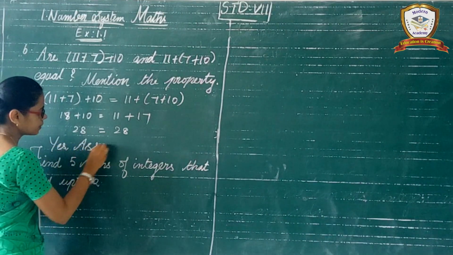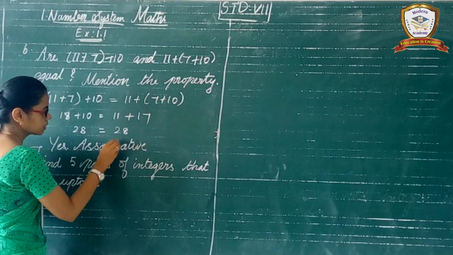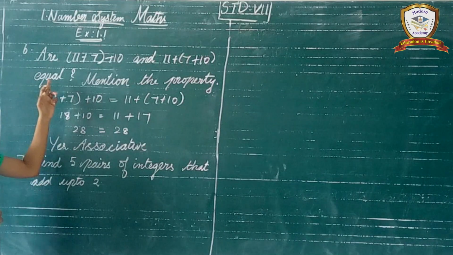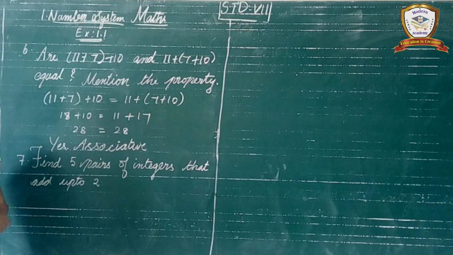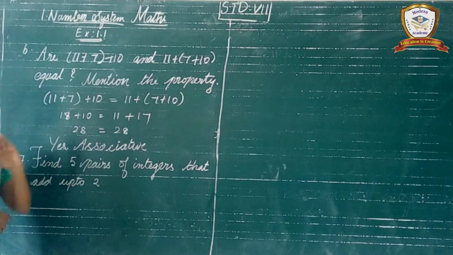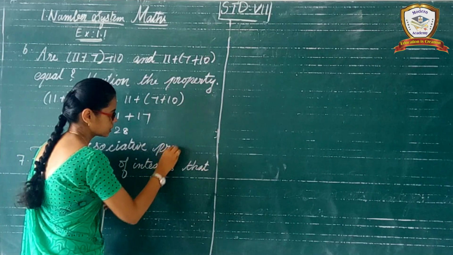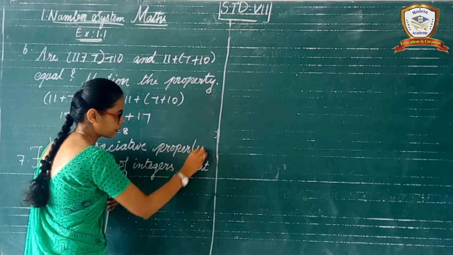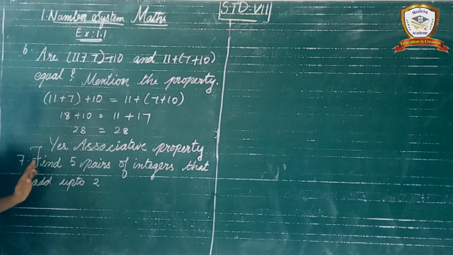So which property? The associative property, because they are asking whether both are equal. Yes, both are equal. So equal means the associative property. We take three integers, isn't it? So directly we say this is the associative property. Okay, next we move to the seventh sum.